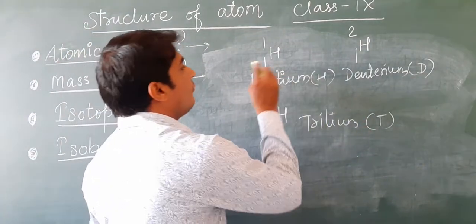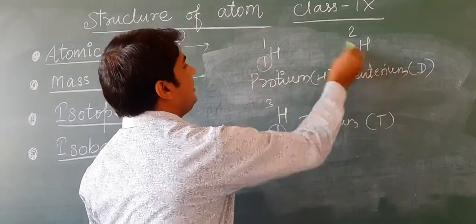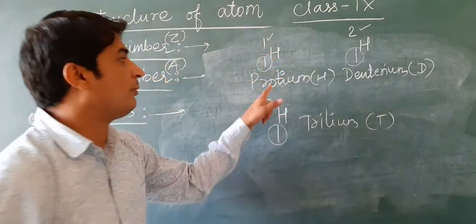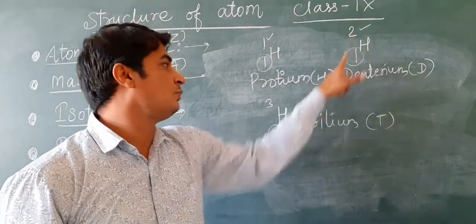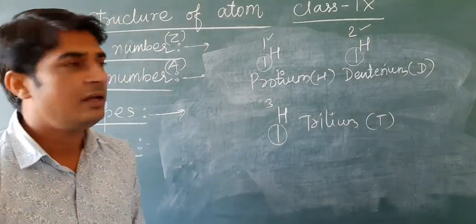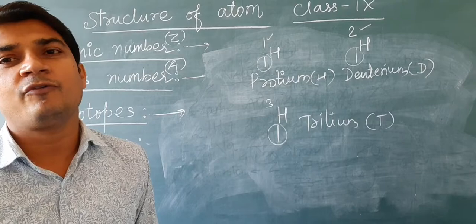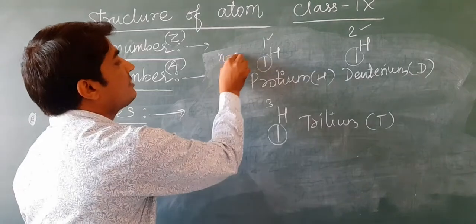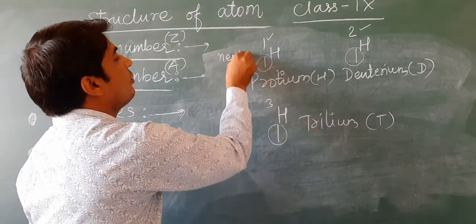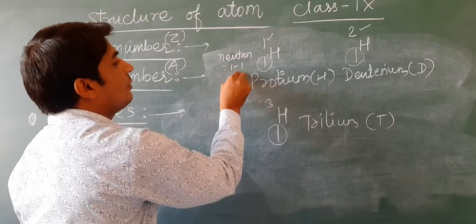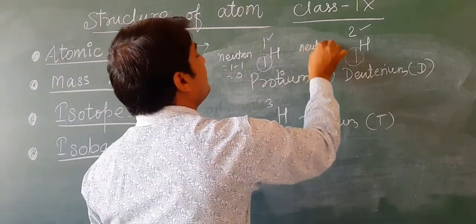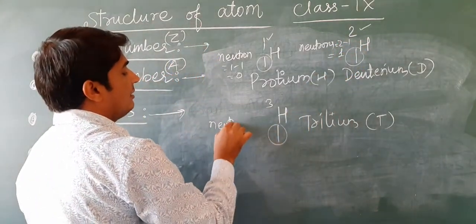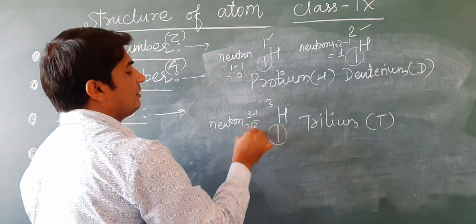So what is the similarity? Atomic number is the same in all. Mass number is different. Mass number for protium is 1, mass number of deuterium is 2, mass number of tritium is 3. So what is different in these? Number of neutrons is different. Proton is 1, neutron 0. Number of neutrons is 0, why? 1 minus 1, 0. What is the number of neutrons here? 2 minus 1, 1 neutron. What is the number of neutrons here? 3 minus 1, 2 neutrons.